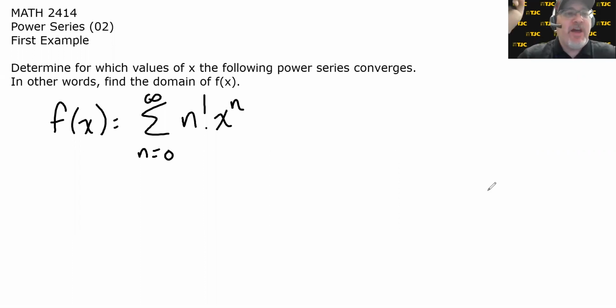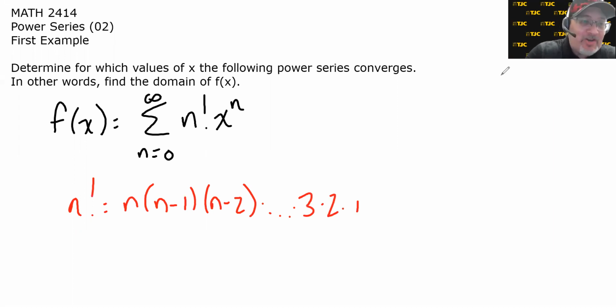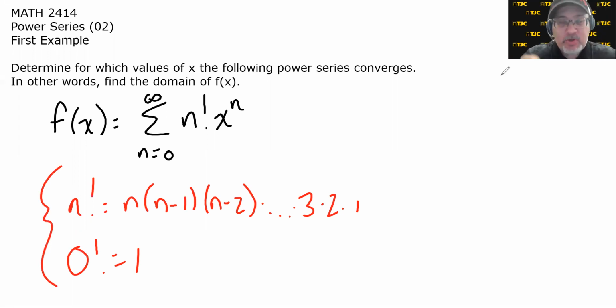Our function f of x is defined as the power series, the sum from n equals 0 to infinity of n factorial times x to the nth power. I do want to remind you that n factorial means the product of every integer from n down to 1. So n times n minus 1 times n minus 2 times ... all the way down to 3 times 2 times 1. And by definition, 0 factorial is equal to 1.